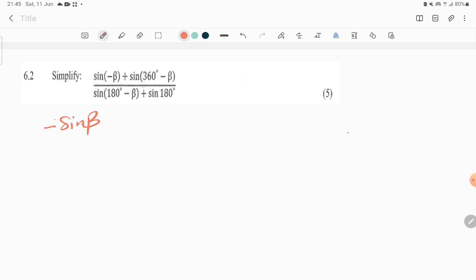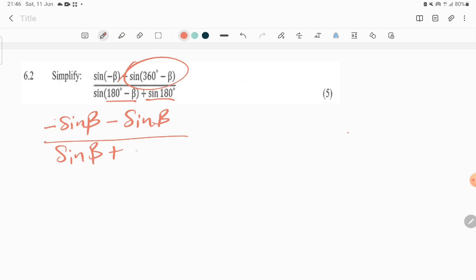Then coming to the second one, we have 360 minus beta. 360 minus beta is also found in the fourth quadrant, where sine is negative. So you will have negative sine beta again. Then all divided by, then 180 minus beta. We know that 180 minus is found in the second quadrant, where sine is positive, so we have just sine beta. Then therefore plus, then sine 180 is of course equal to 0.